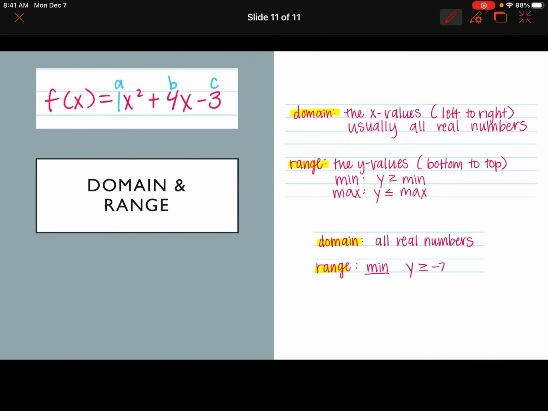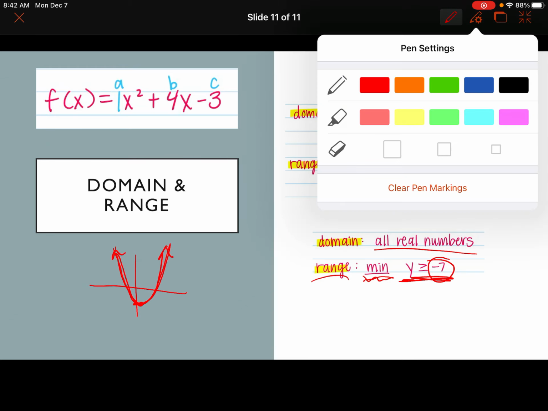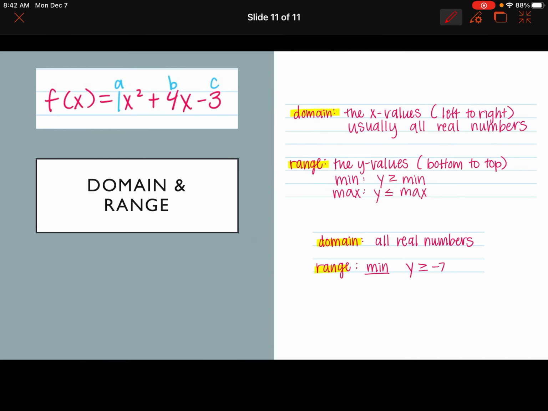So let's do this equation. We said we had a min, okay? So here's the domain: all real numbers, always. The range, we said we had a minimum, and we said the minimum was at negative 7. So all the y values have to be greater than negative 7 because, let's say, here's negative 7. All the y values are going to be greater than that. So that is the range. And ladies and gentlemen, that is it.